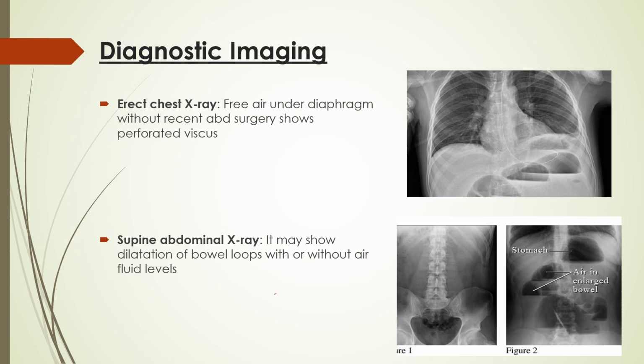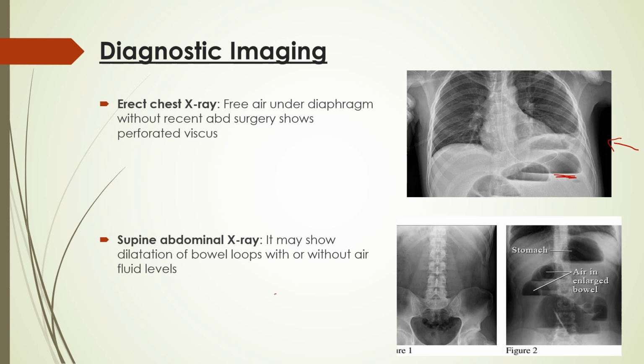To help us diagnose a case properly, we know how helpful diagnostic imaging is. So if we get an erect chest X-ray done, we can find free air under the diaphragm as seen over here. Now here we can see multiple air fluid levels, which can be seen with the help of this line.